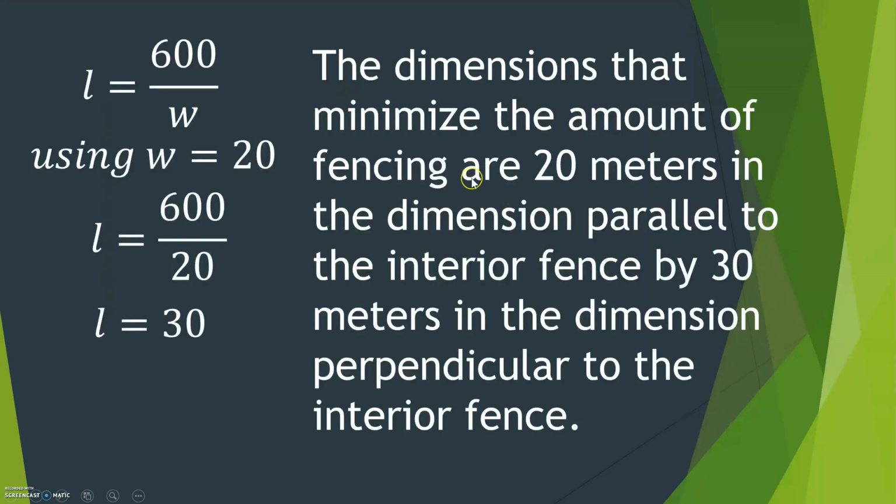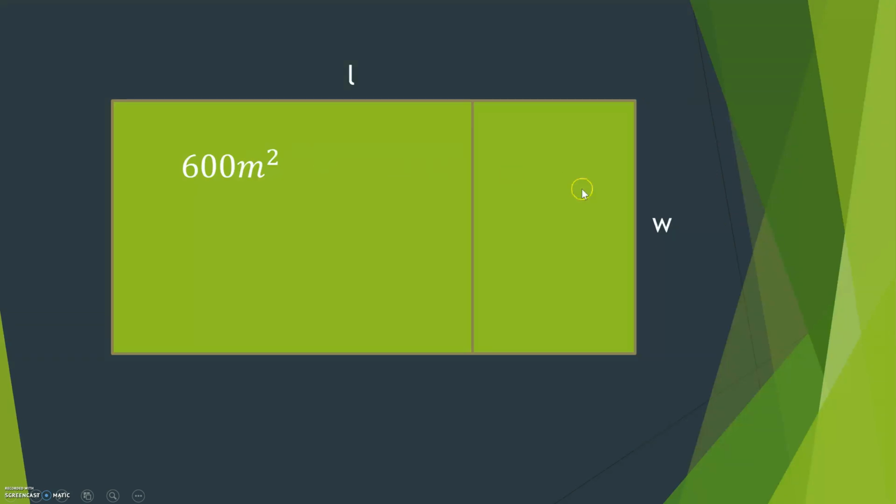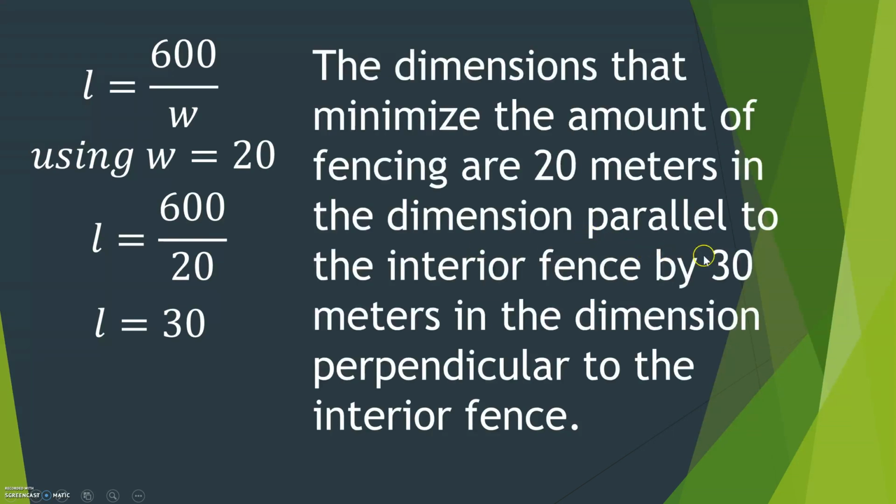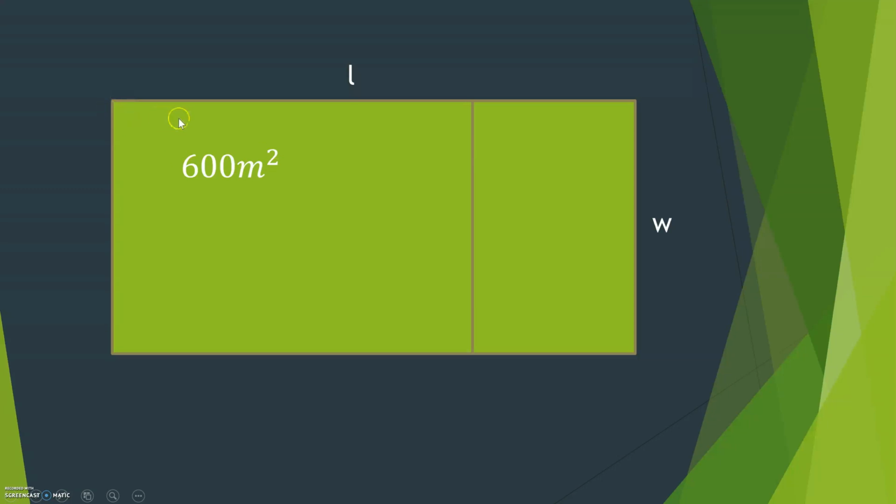Let me go back. So we're going to say 20 meters is our W. That's the dimension that's parallel to the interior fence. 30 meters is the L. That's what we figured out here. That's the dimension that's perpendicular to the interior fence.